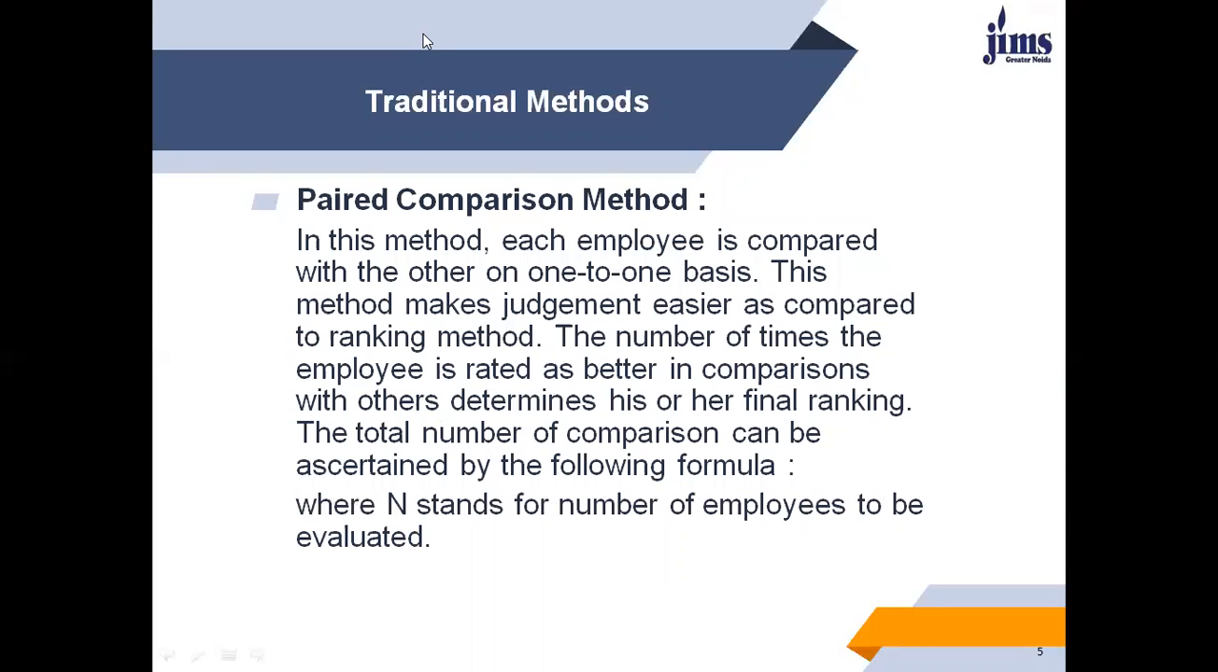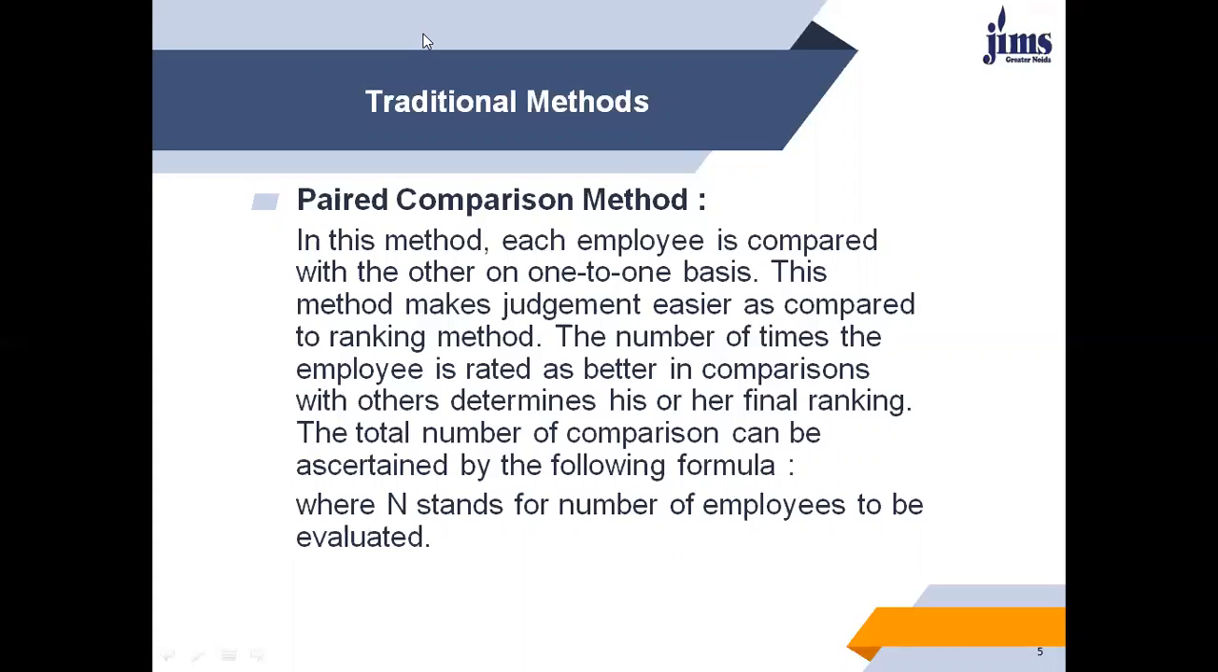The next method is the paired comparison method. The paired comparison method is a method in which every person is compared trait-wise with other persons, one at a time. The number of times one person is compared with another is tallied on a piece of paper. So each employee will be compared, and this method makes judgment easier as compared to the ranking method. The number of times the employee is rated as better in comparisons with others determines his or her final ranking.